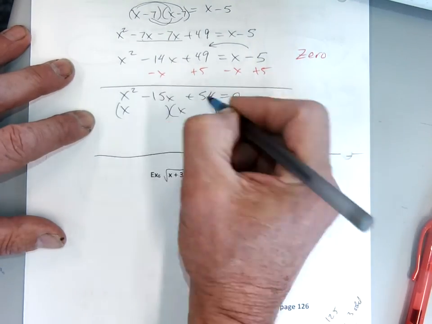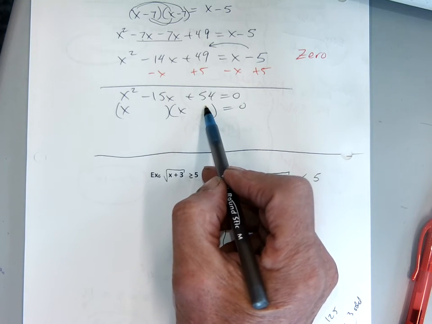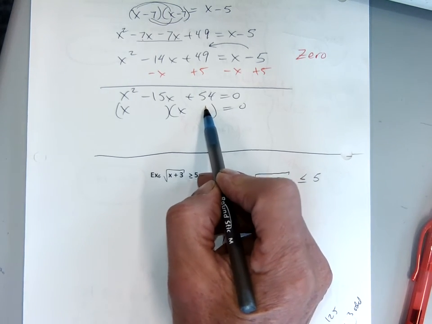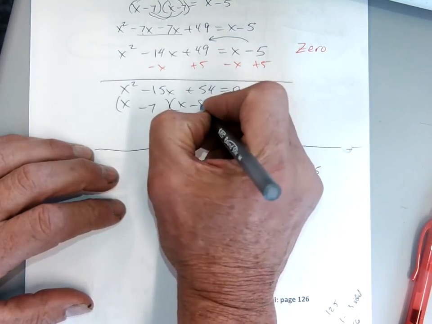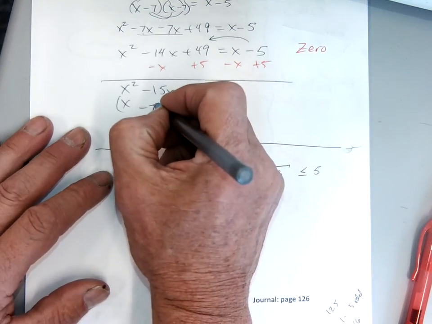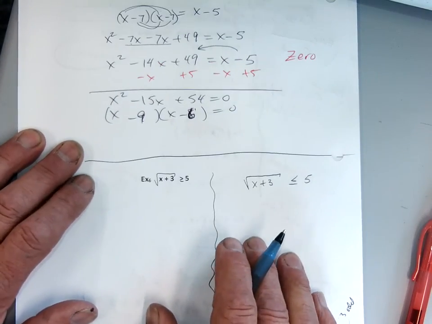What times what makes 54? 7 and 8. Nice job. 7 times 8, and doesn't 7 and 8 add up to 15? Oh, no, we have 56. Oh, no, 9 and 6. You were right and I was wrong. 9 and 6. Okay, now we've got our mini equations.